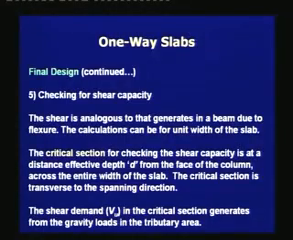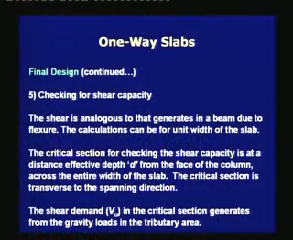The fifth step is to check the shear capacity. The shear is analogous to that generated in a beam due to flexure. The calculations can be for unit width of the slab. The critical section for checking the shear capacity is at a distance effective depth d from the face of the column or the supporting beam across the entire width of the slab. The critical section is transverse to the spanning direction.